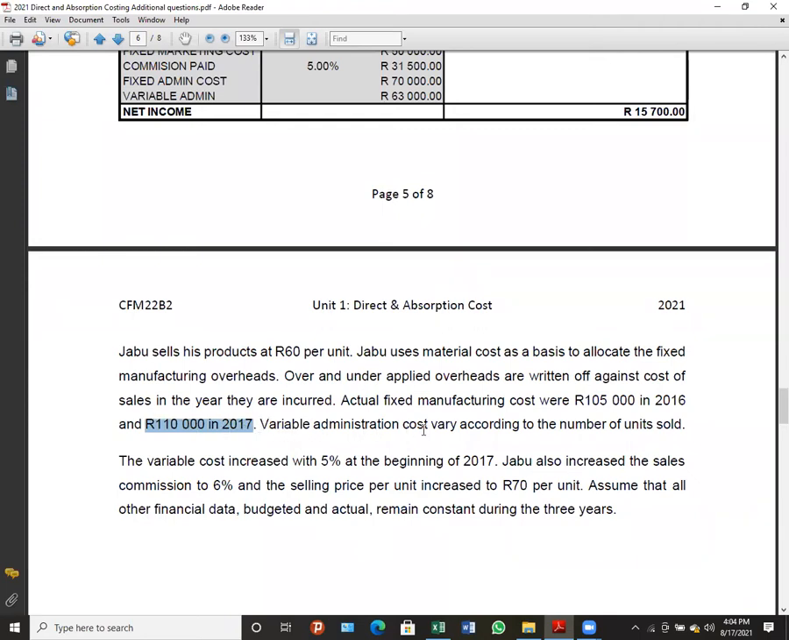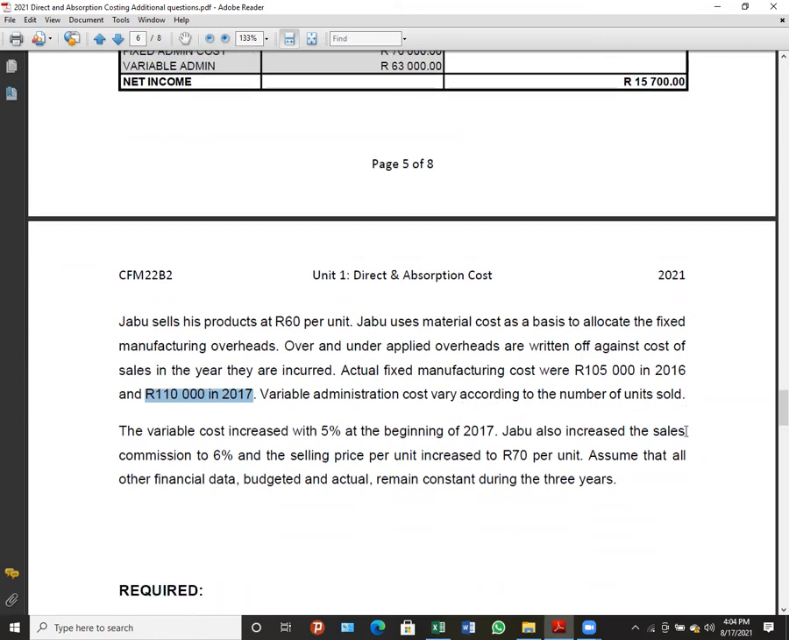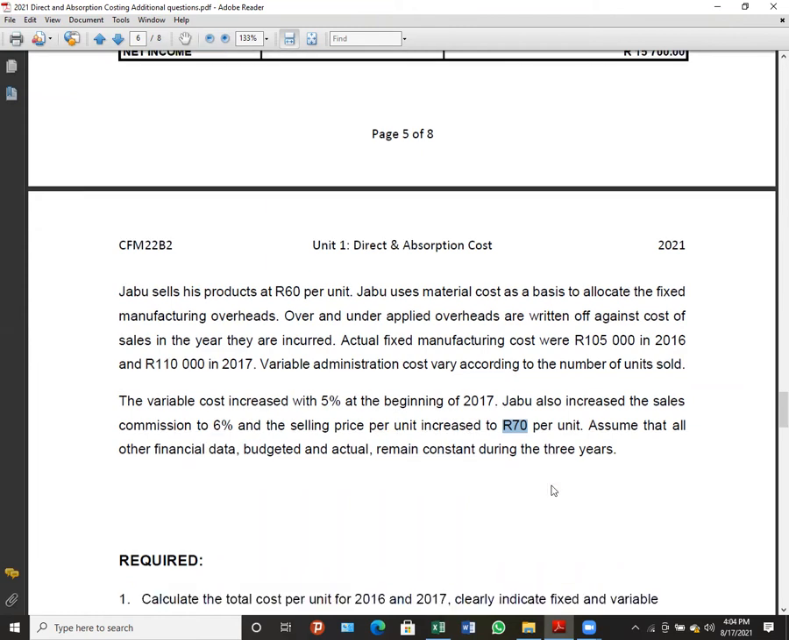And then the variable cost vary according to the number of units sold, and the variable cost increased with 5% at the beginning of 2017. Jabu also increased the sales commission to 6%, and the selling price per unit increased to 70 Rand per unit. Assume all other financial data budgeted and actual remain constant during 3 years.